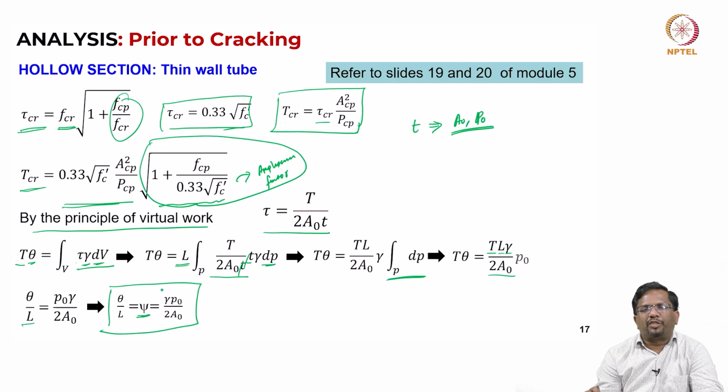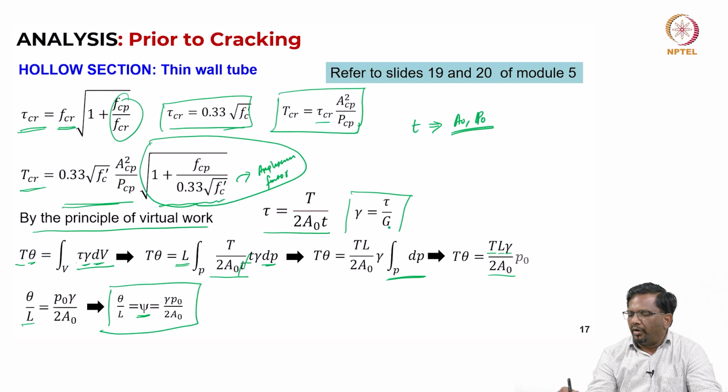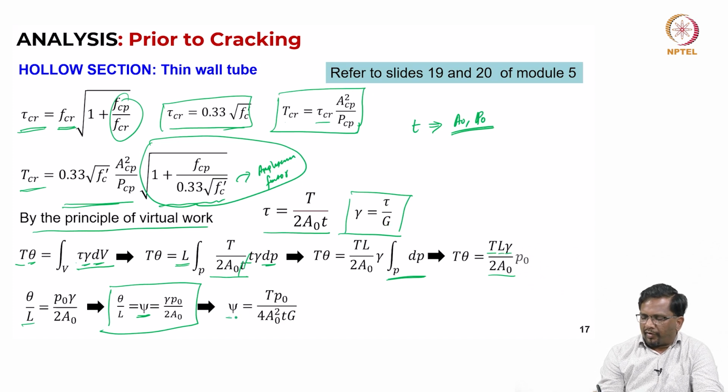Now, how do I find my shear strain? If you assume the system to be elastic, shear strain is shear stress divided by shear modulus. So, we substitute that, and now I can find the twist per unit length. This is what we got, theta by L. Now, gamma I am replacing with tau by G. So, this is what we have taken, right. So, this is your tau by G, which is nothing but your gamma.